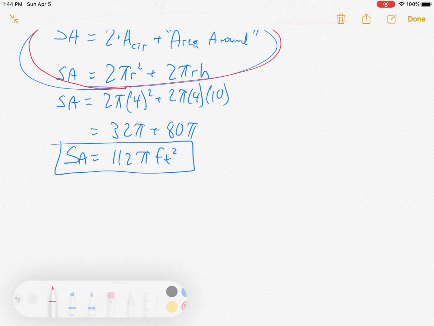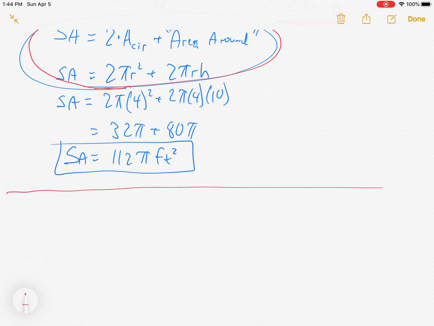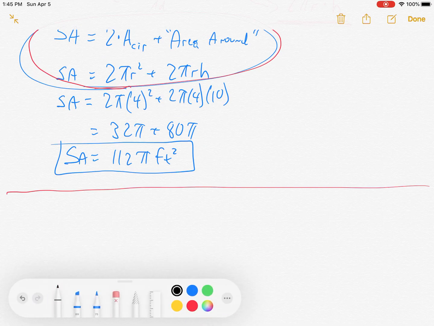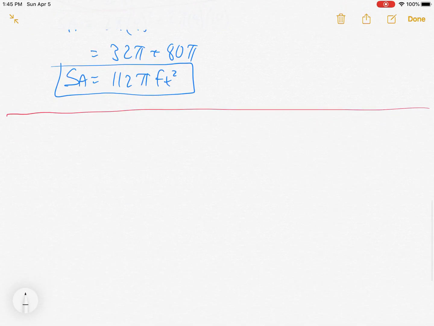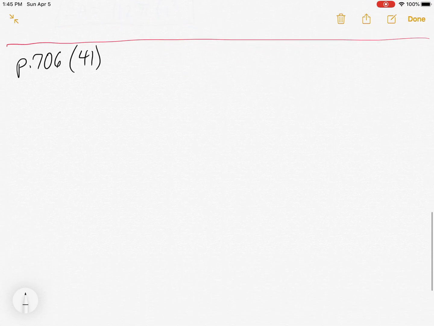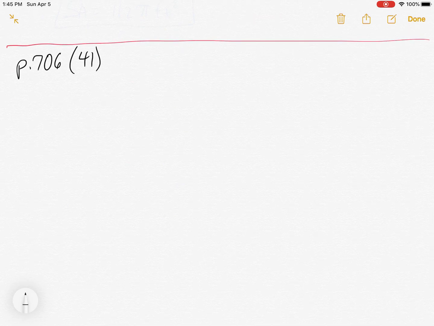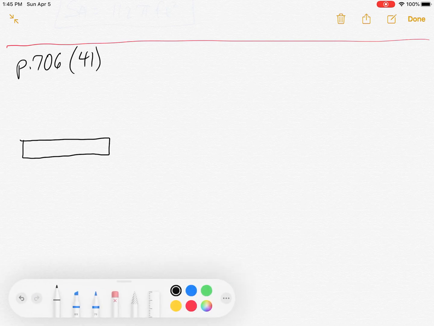I know we're probably going pretty long here, but I was going to do 2 videos. Let's just do it all in one. Let's just wrap this thing up. I've got one more left to do with you guys. And this is in the textbook on page 706. It is number 41. So far you might be thinking, this is easy, I got this. This one ups the ante a bit. So hang with me on this one.